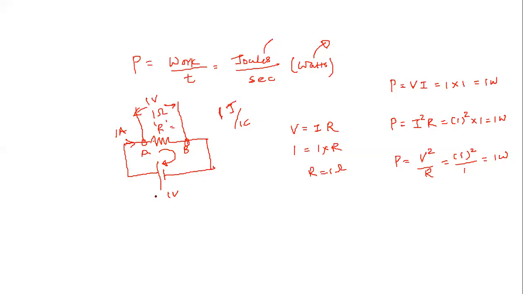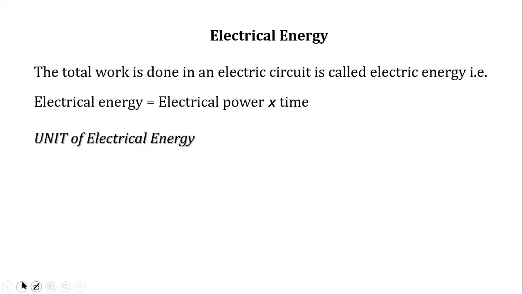And you might know this: when I say 1 kilowatt, it means 1000 watts. When I say 1 megawatt, that means 1 into 10 raised to 6 watts, or I can write it the other way, 1000 kilowatts. This is also possible. So that is it for the unit of power. Then we'll go for electrical energy.